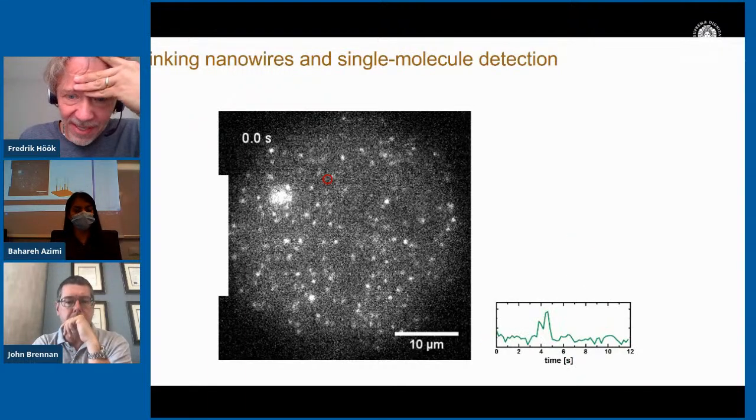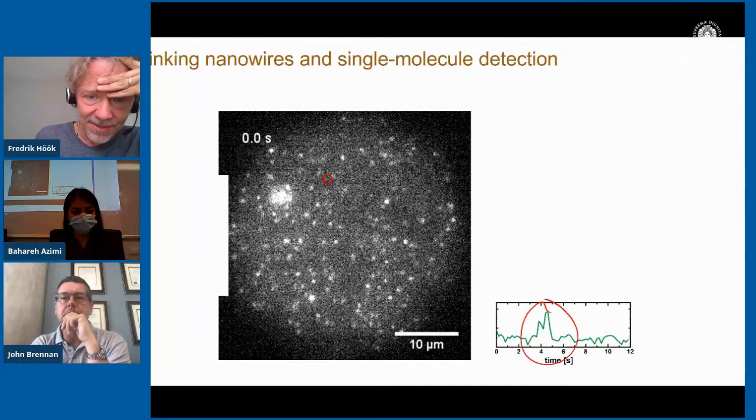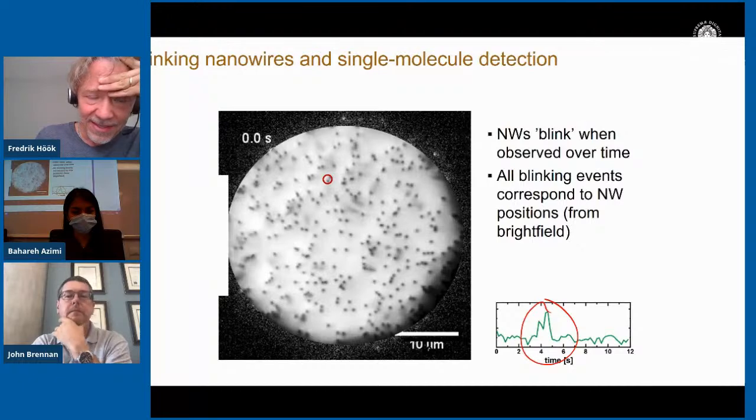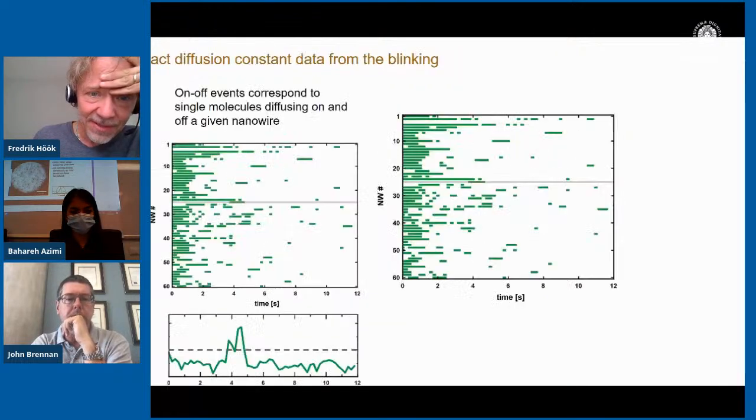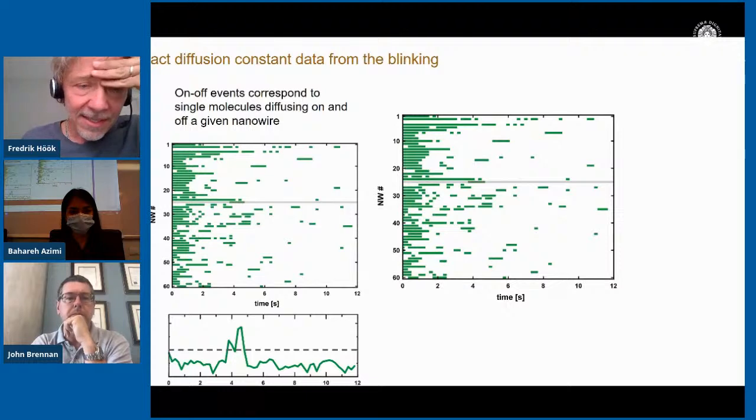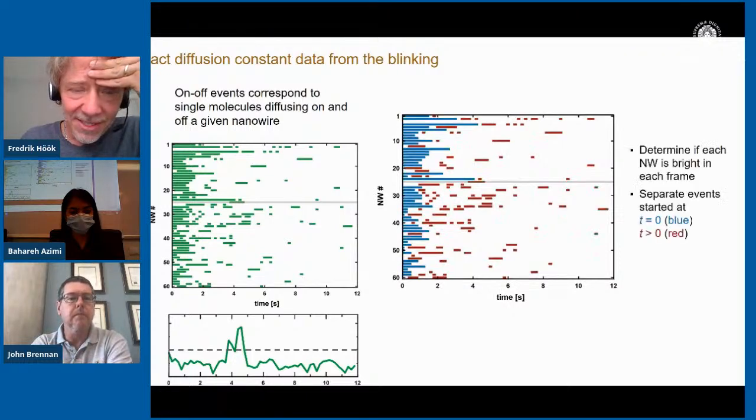And making an analysis of this, we saw these blinking events of individual wires that they could be clearly detected. There was also a correlation between the blinking events and the nanowire position. This is a bright field image of the corresponding substrate.